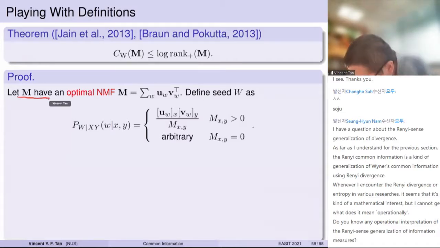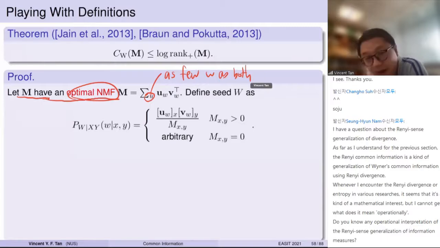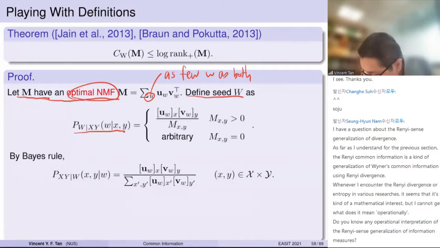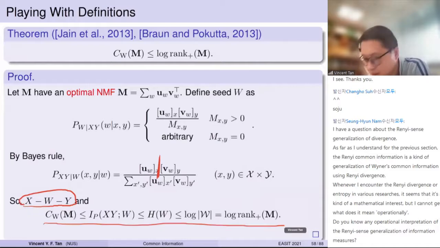Let M have an optimal NMF. The optimal NMF means there are as few elements as possible, as few W as possible. So we attain the non-negative rank, and we define the seed in the following way. Now, by flipping this around, by using Bayes' rule, we can get P of xy given W from this. And what you notice here is that this is now independent, right here. So X, W, Y forms a Markov chain, and we have this sequence of inequalities here.